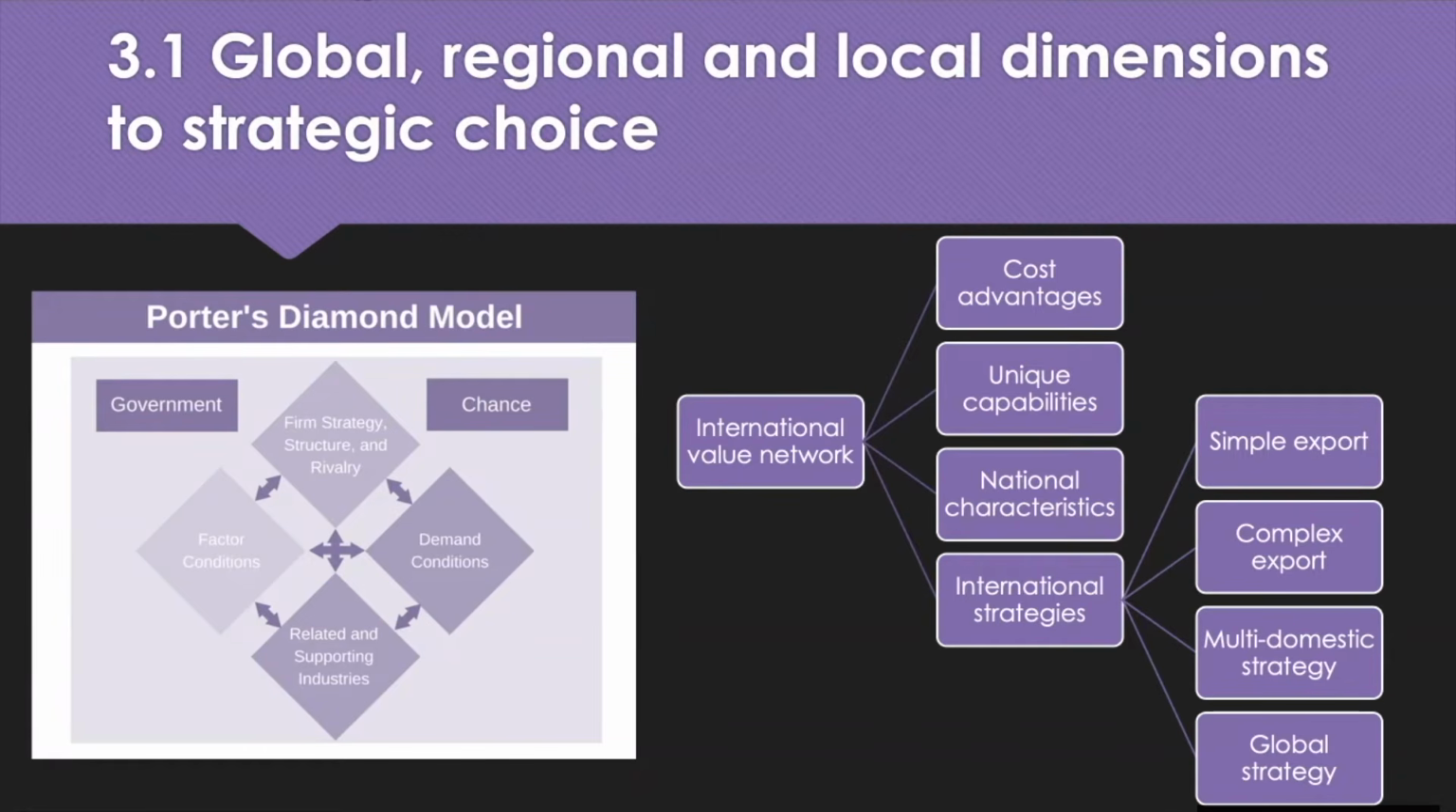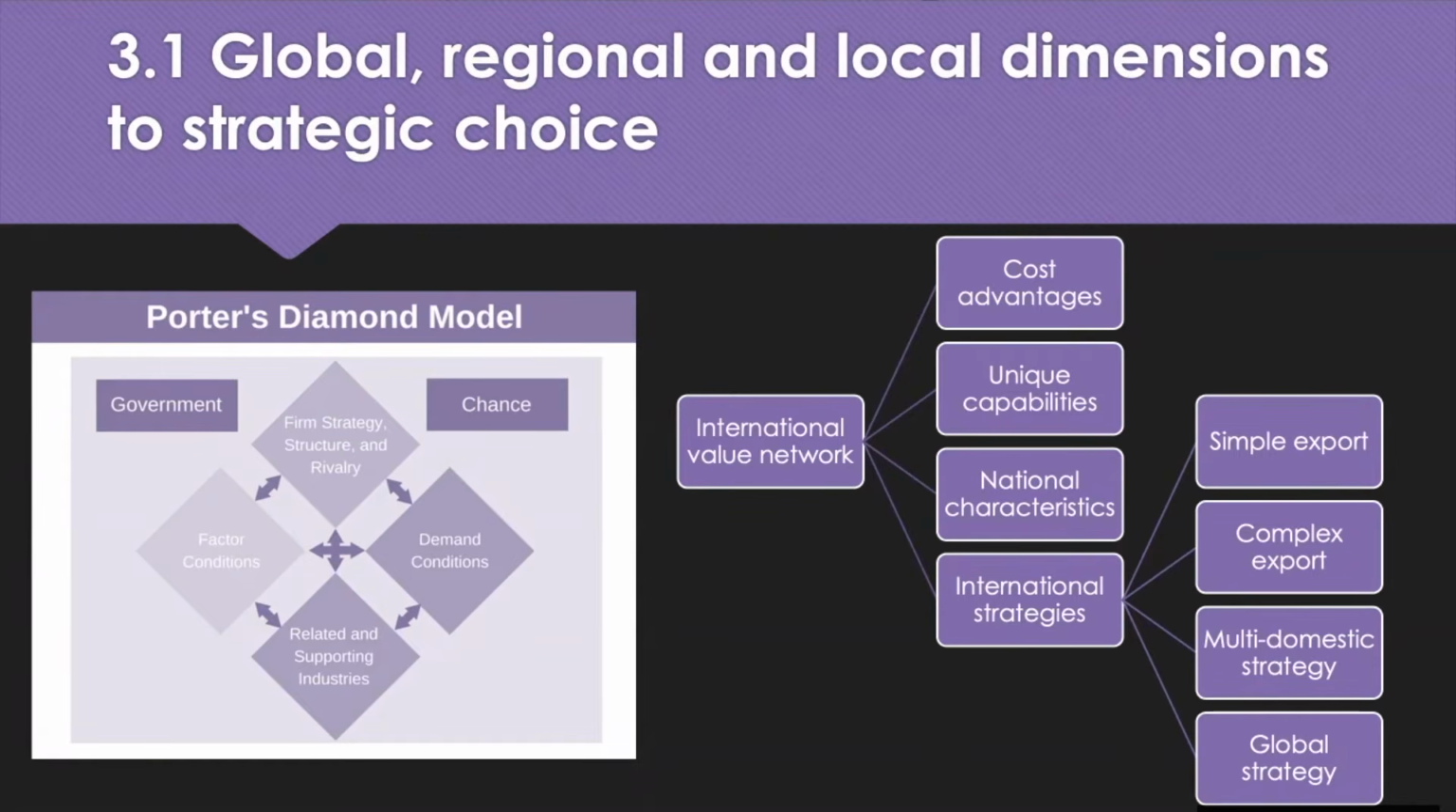But there are different strategies under the heading of international strategies. There are 2 opportunities an organisation can take advantage of to gain national and international sources of advantage. These are the national advantage and the international value network.